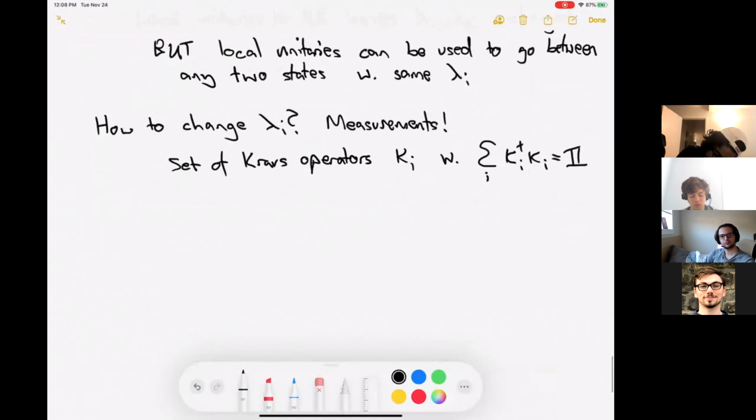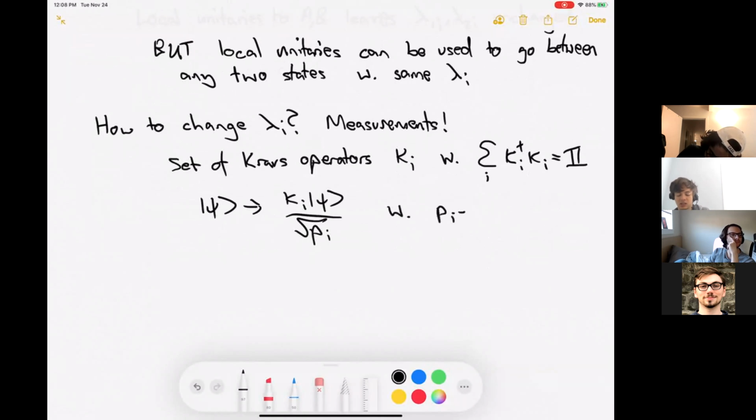And then when you do the measurement, psi gets updated to Ki psi divided by square root Pi, with probability Pi equal to the expectation of Ki dagger Ki in state psi. This is the positive operator in the POVM. This is the update rule for the particular Kraus operator Ki. This is what we saw a load of lectures ago, before quantum error correction and all that stuff.